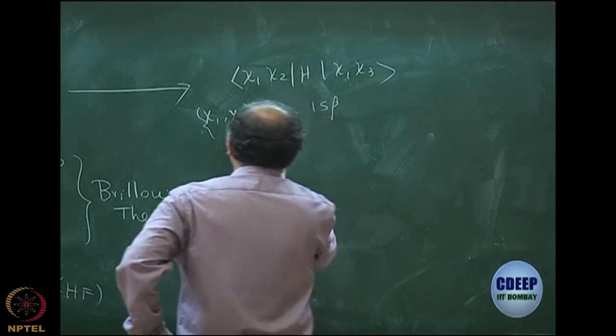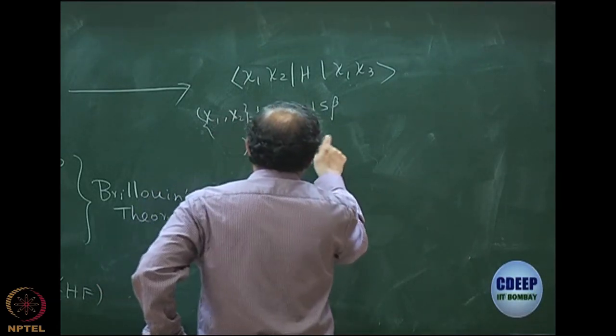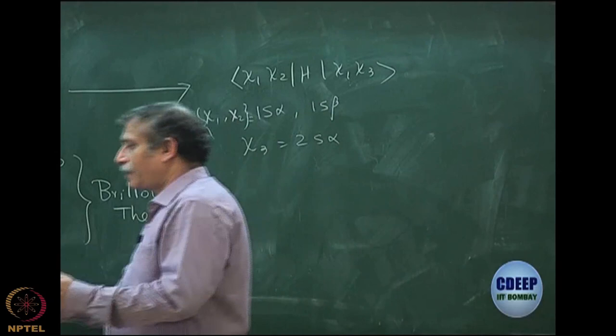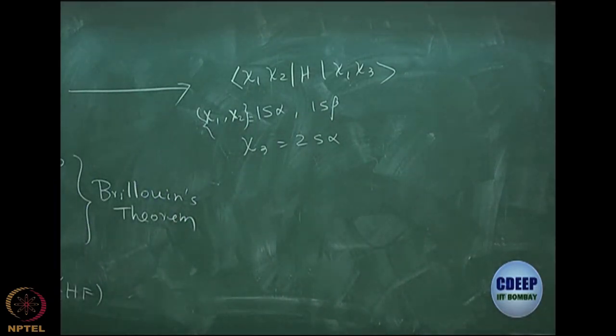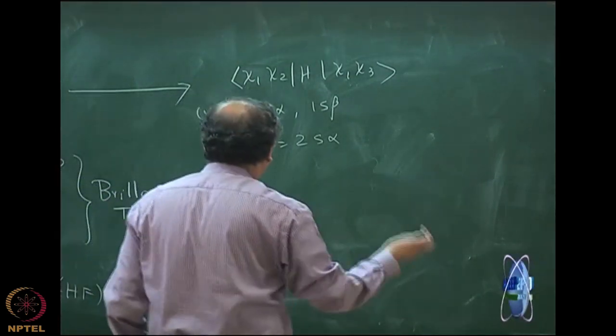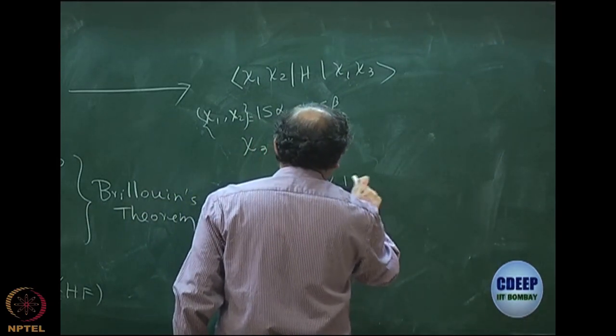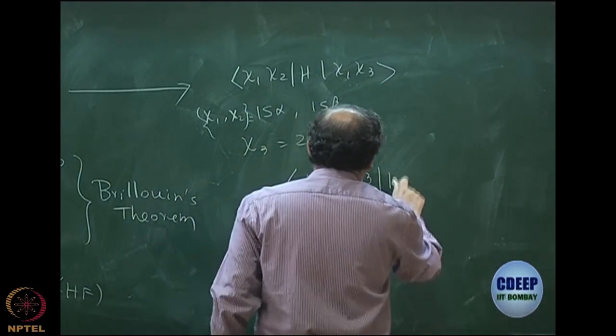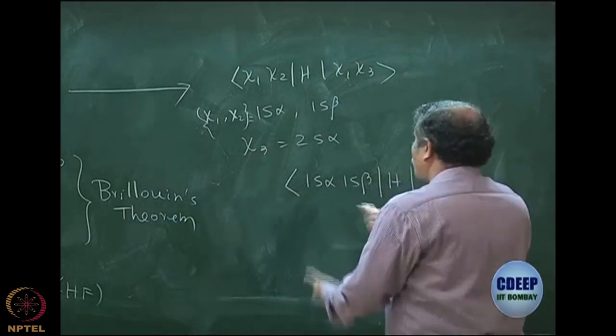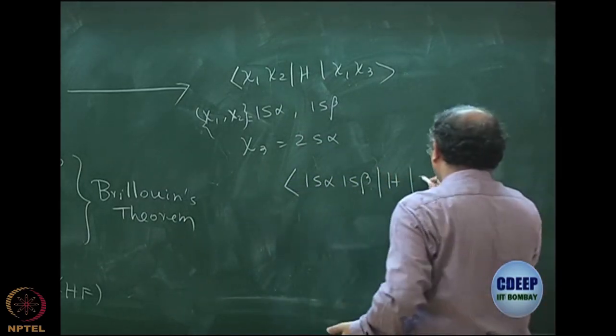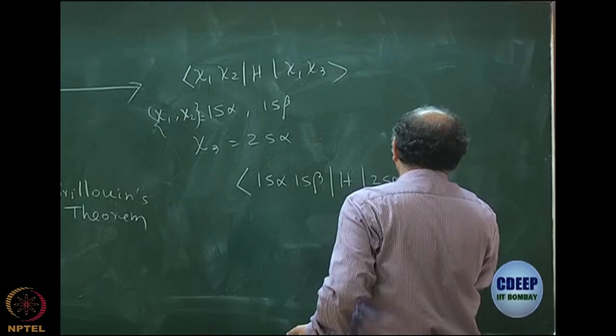1s alpha, 1s beta, and now your chi 3 is 2s alpha. So basically what you are doing, you have an electron which you are exciting from one of the orbitals, one of the 1s electron to a 2s in a simple two electron system of, let us say, helium. So then I have a determinant which is 1s alpha, 1s beta, h, and let us say one of them you decide, let us say I have put up 1s alpha to 2s alpha, 1s beta.